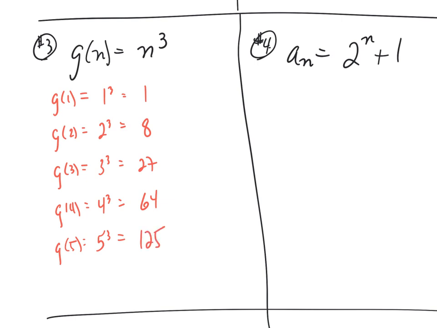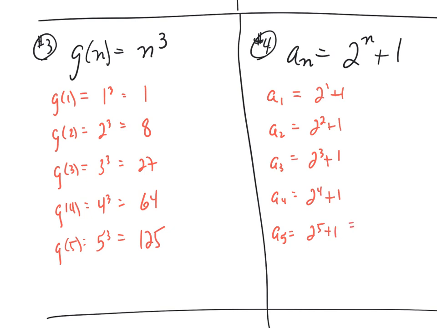Okay, and the last basic example here, first 5 terms for this number 4 example. Again, with the a sub n, instead of g of 1, g of 2, g of 3, we'll have a sub 1, a sub 2, a sub 3, a sub 4, and a sub 5. Again, everywhere we see an n, replace it with a 1, replace it with a 2, replace it with a 3, with a 4, and with a 5.